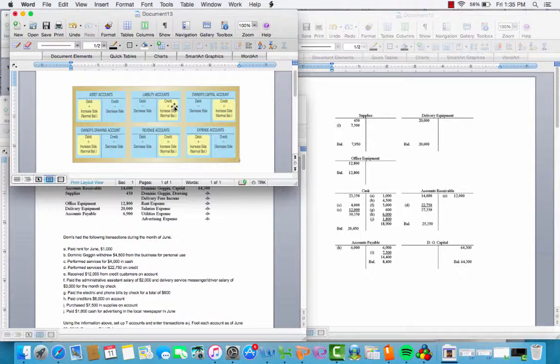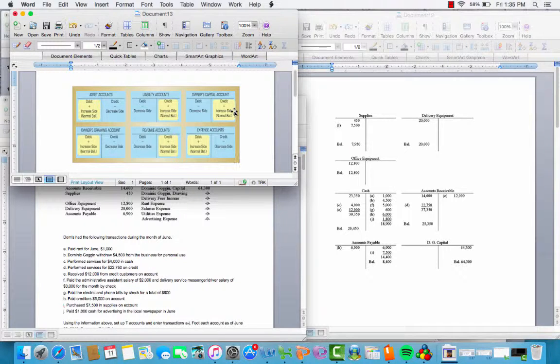We could see also for other different types of categories, we have different rules. Owner's capital, a debit decreases it. All right, so if we make an entry on the left side of a T account for owner's capital, that means our capital is going down. If we make it on the right side, that's a credit entry for owner's capital, it's going up.